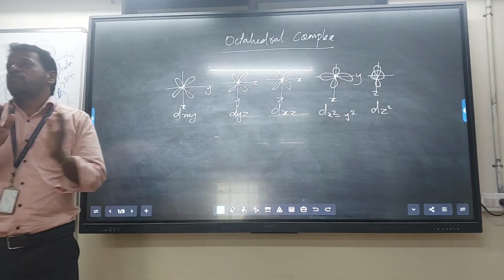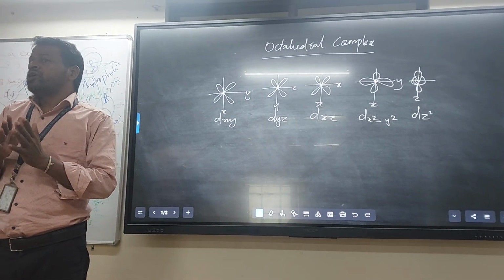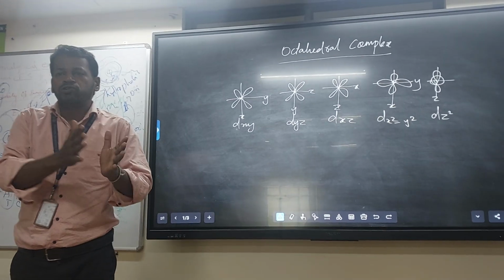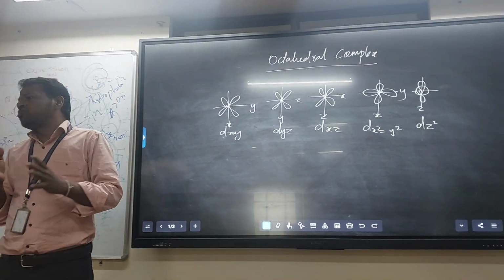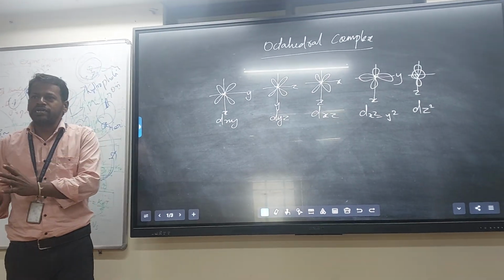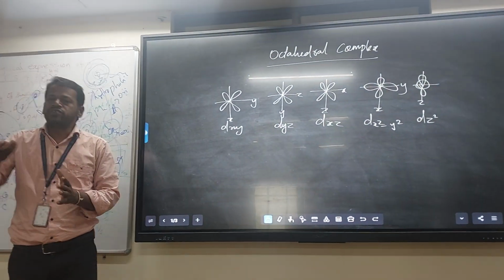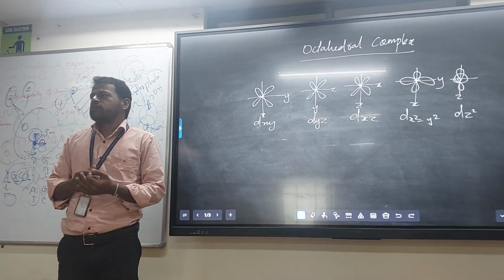This shape of orbital you should not distinguish before the approach of the ligand, because all are the same energy. You should not identify which one is dxy, dyz, dzx. That is the beauty of CFT.